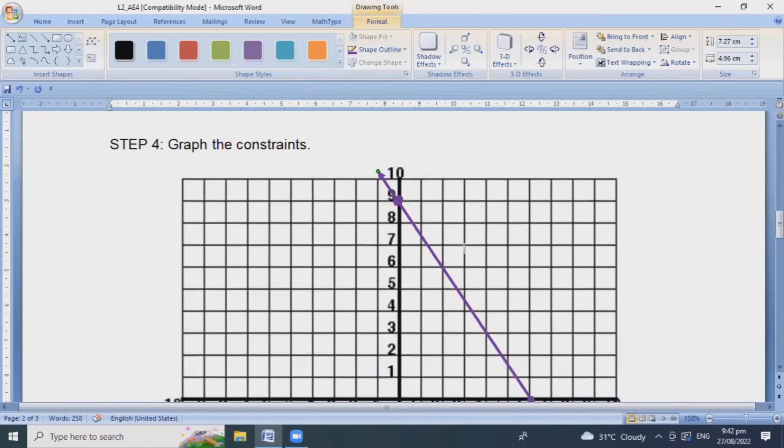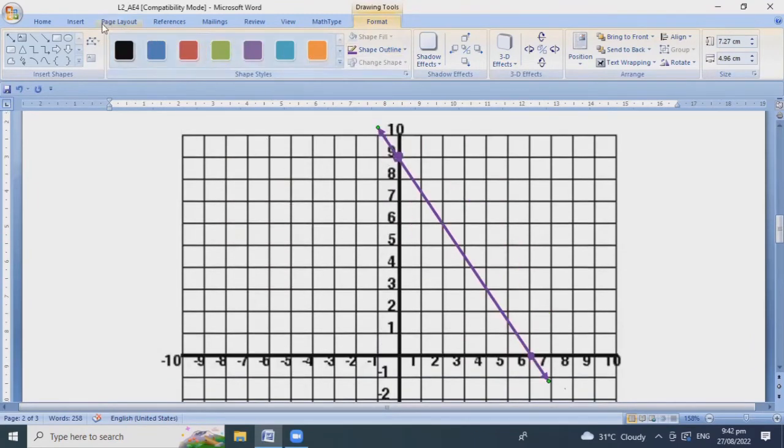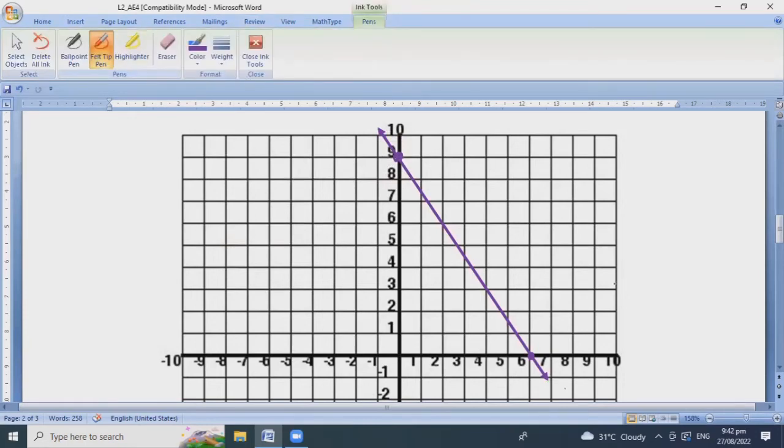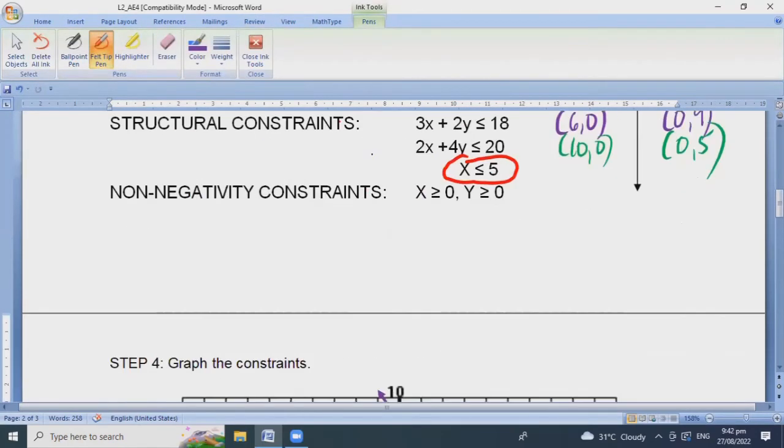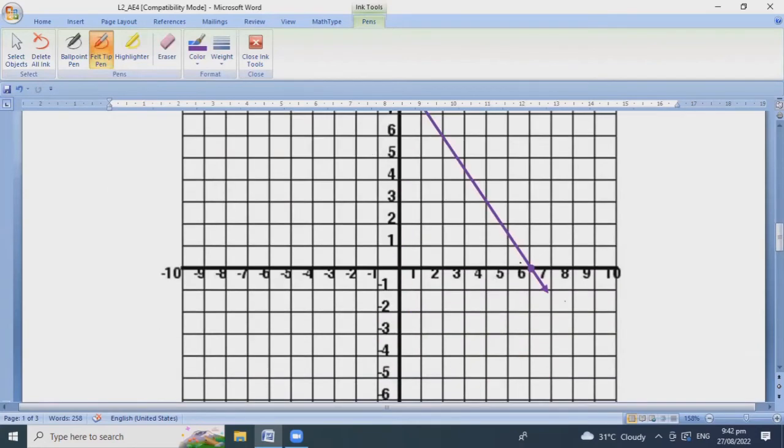Afterwards, let us name this line 3x plus 2y less than or equal to 18. So 3x plus 2y less than or equal to 18.